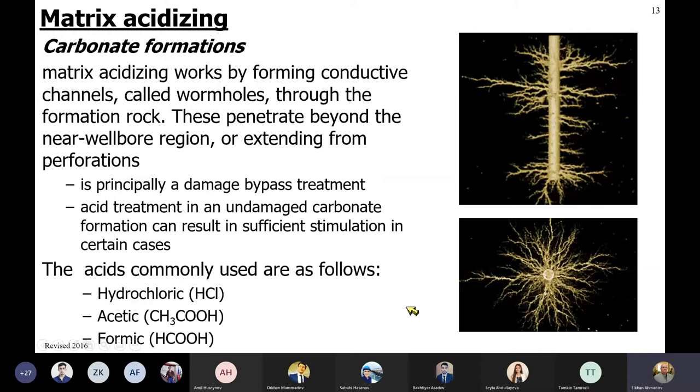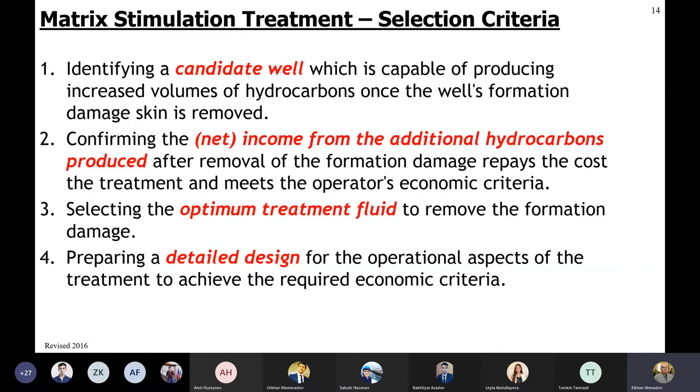Selection criteria is very important in this matrix stimulation, and here it is important to identify the candidate well, because we need to understand what type of well we are going to deal with in terms of increased hydrocarbons. So we have to make sure that there is a sufficient amount of hydrocarbons within the drainage area of this well. So by investing into this stimulation, we will have a good increase in production rate, and we will produce more oil from this drainage area, from this well.